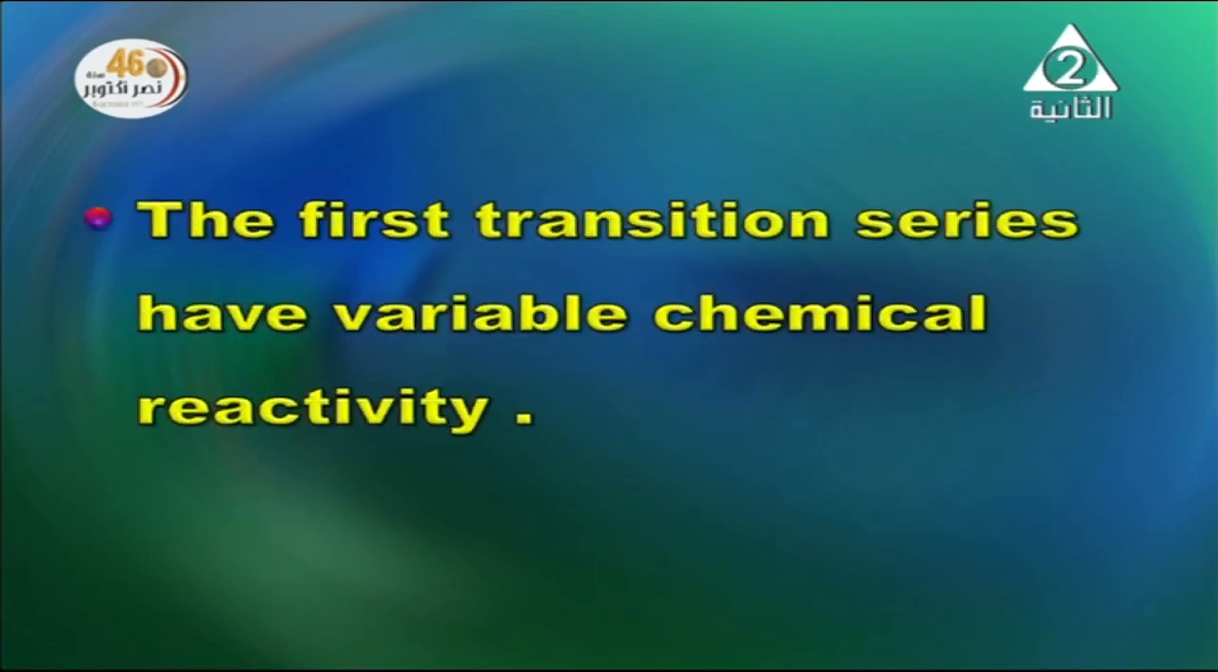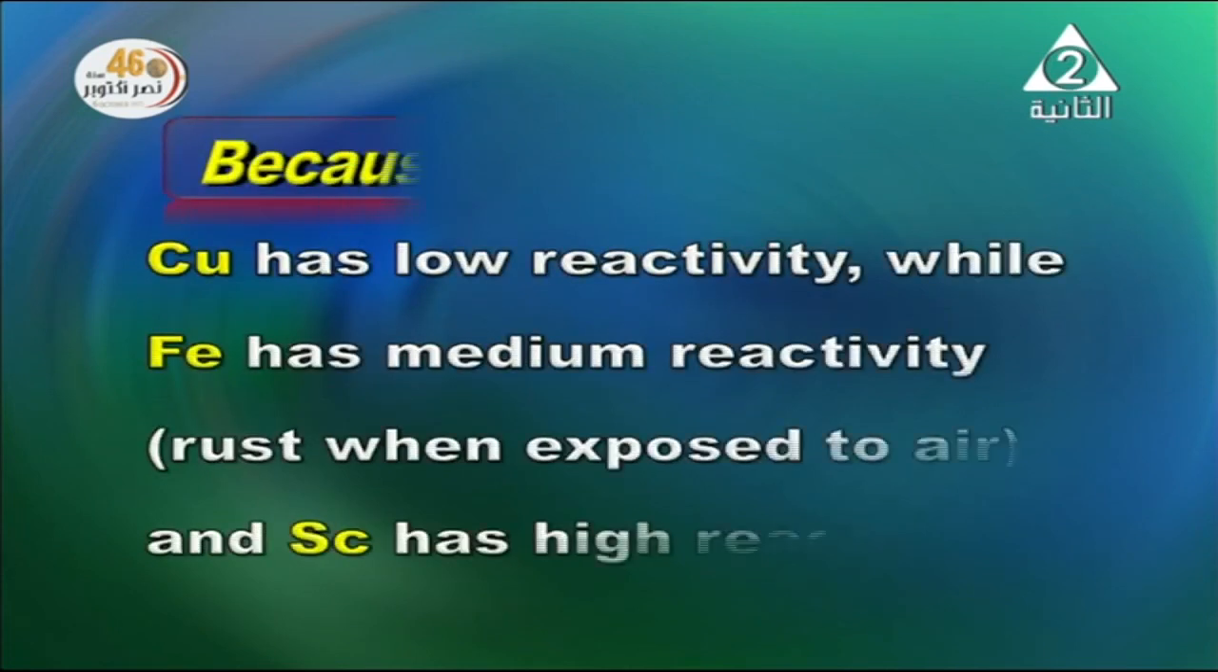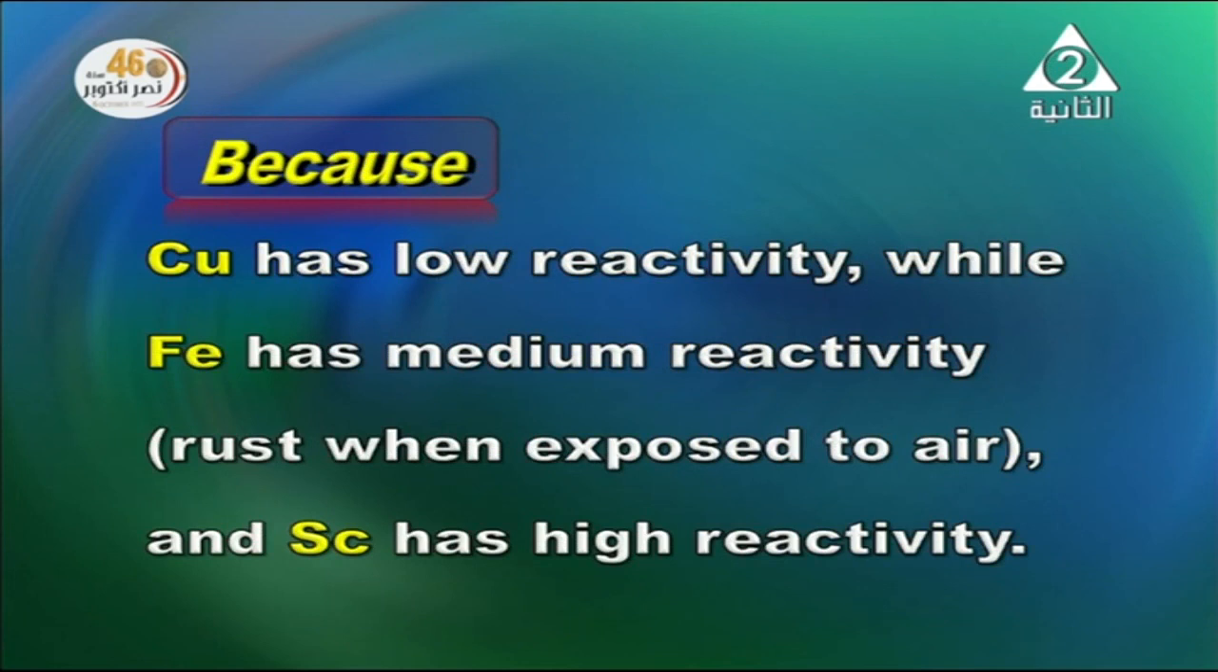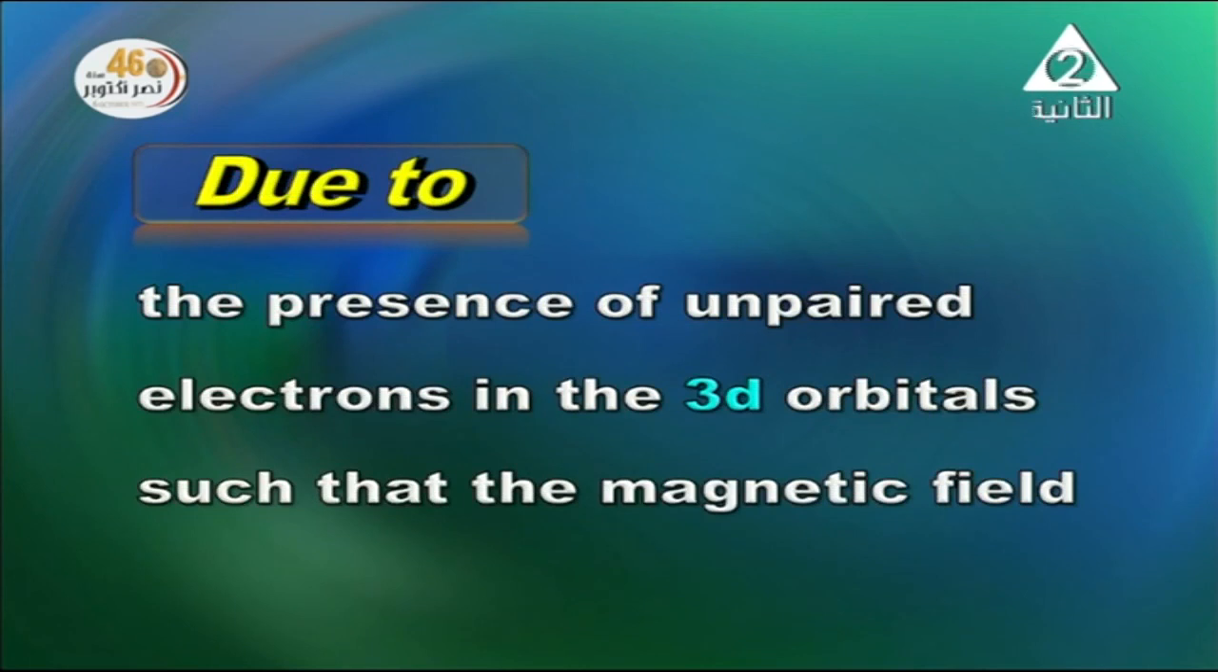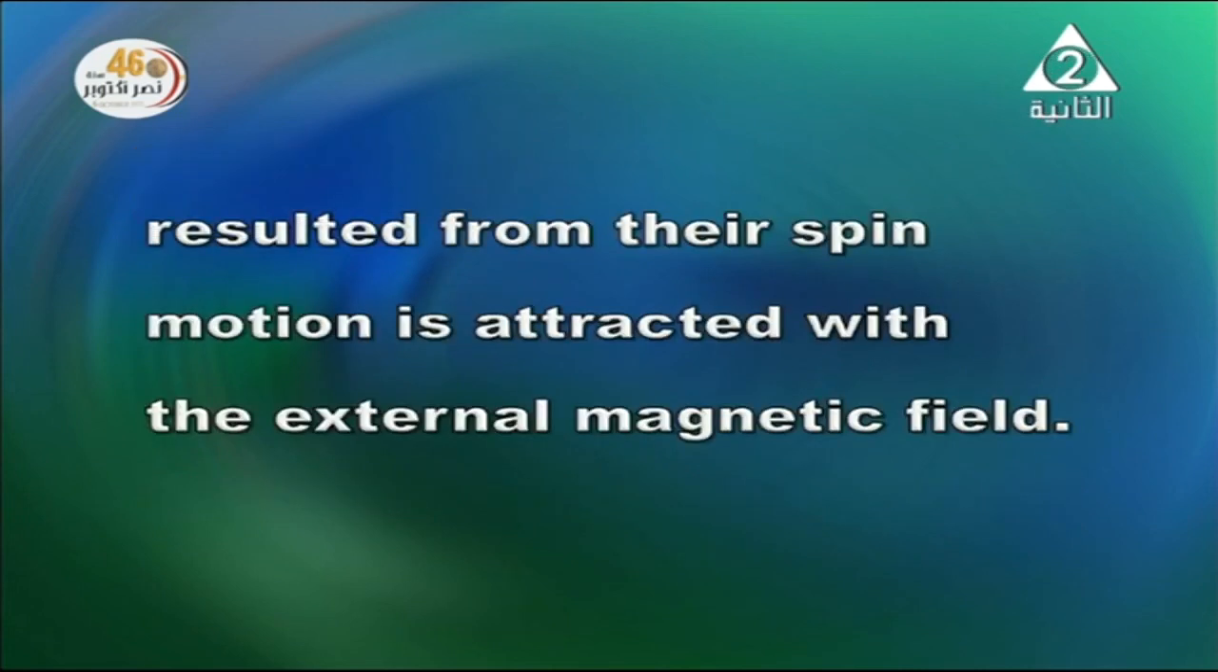Next point. The first transition series have variable chemical reactivity. Because copper has low reactivity, while iron has medium reactivity that rusts when exposed to air, and scandium has high reactivity. Next point. The first transition series are attracted to external magnetic field. The reason for that is the presence of unpaired electrons in the 3d orbitals, such that the magnetic field resulting from their spin motion is attracted to the external magnetic field.